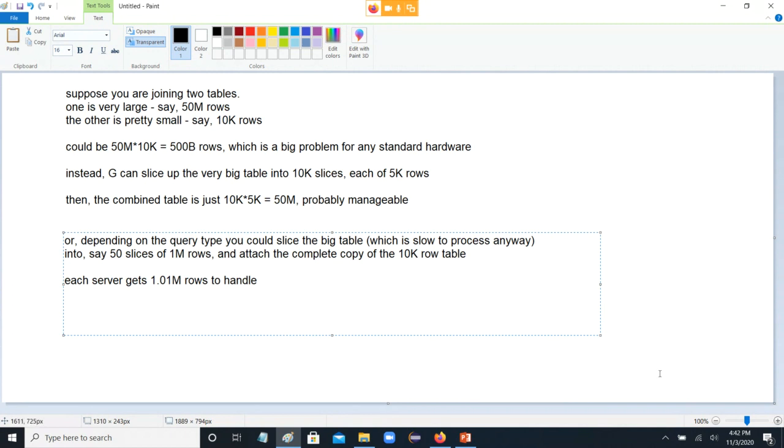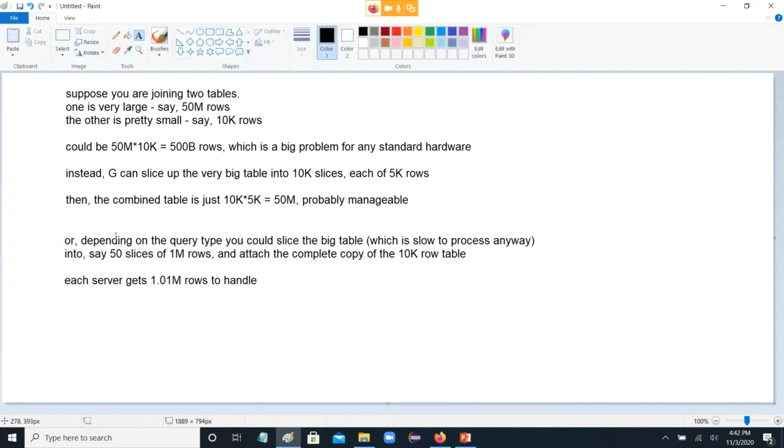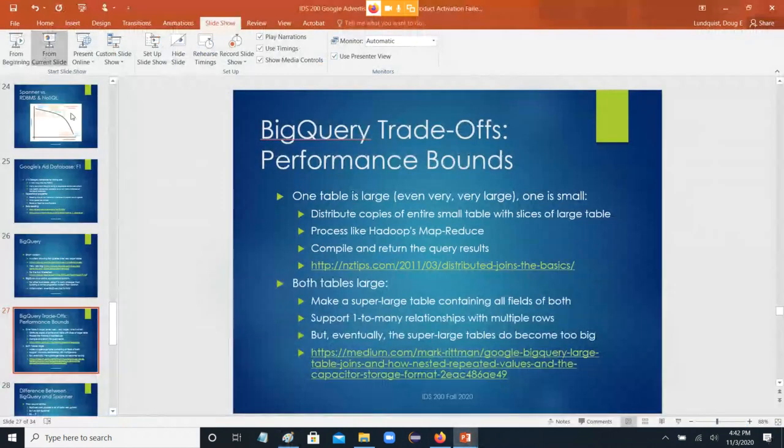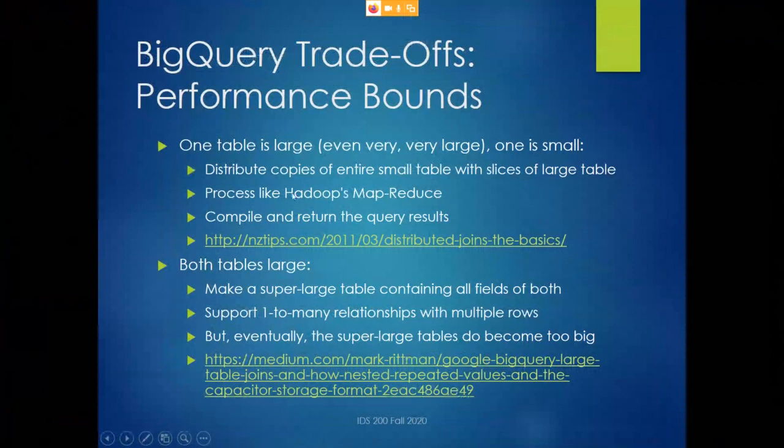So anyway, depending on what you're doing, what your database needs are, how the queries are structured, this is a pretty standard technique. One big table, one very small table. You could slice the big table and send along a complete copy of the smaller one. Okay, so again, the process is like Hadoop's MapReduce that we talked about before. And then at the end, Google compiles and returns the query results.